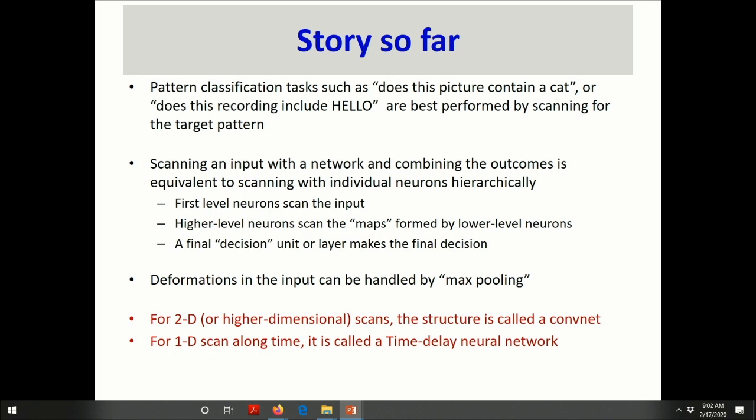So for two-dimensional or higher dimensional scans, the structure is called a convnet. For one-dimensional scan along time, the structure was called a time-delayed neural network. So all this we saw.